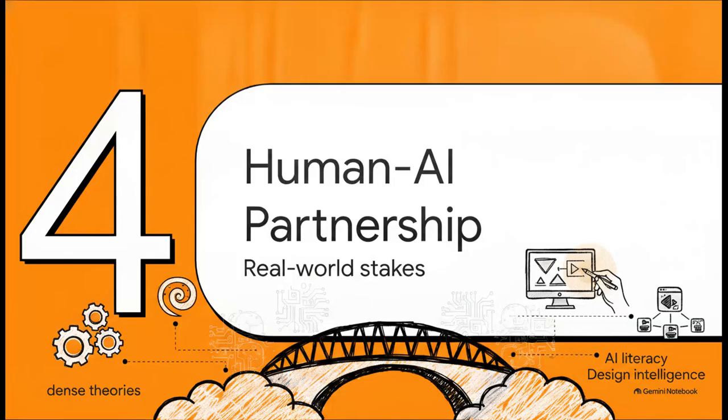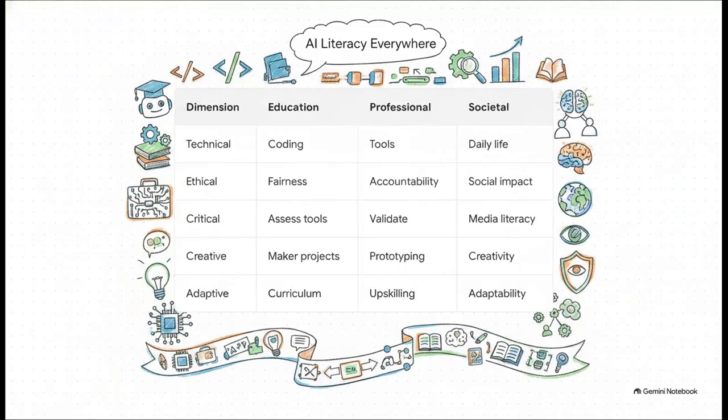relevant. All right, section 4, the human-AI partnership. You know, AI literacy isn't just some monolith that looks the same for everyone. It completely adapts depending on who you are. For K-12 students in the education system, it might mean learning the basics of coding and discussing fairness in the classroom. But for professionals, it demands a high level of tool proficiency, strict corporate accountability, and knowing how to protect IP. And for everyday citizens, it's really about media literacy and understanding how AI impacts our daily social lives. The application scales entirely based on your specific context.